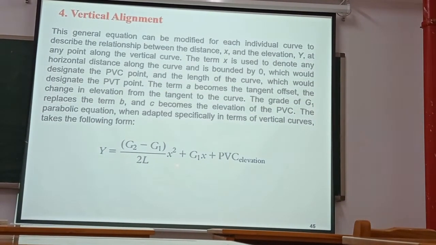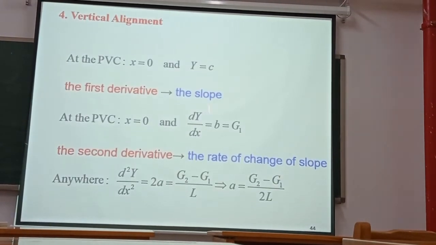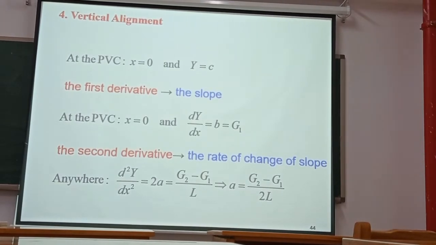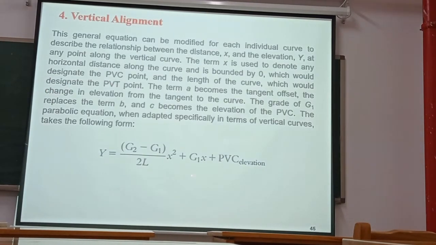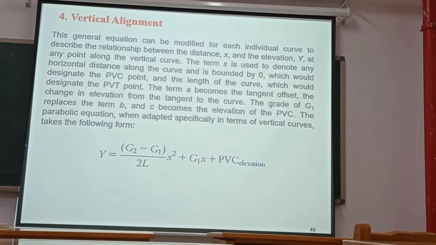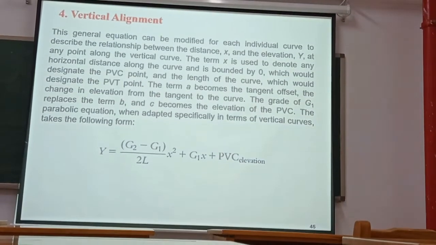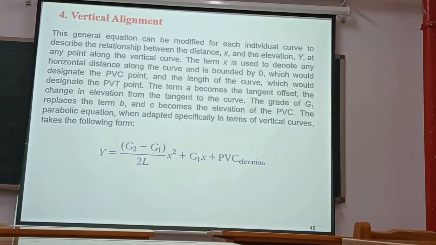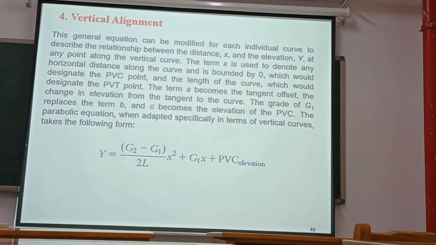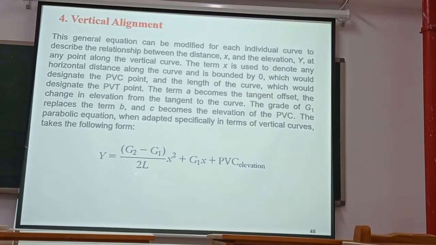Is that right? We can know that C, G2. Okay. A, B, C. We can get this in another form. This is A. This is B. This is C. A, B, C. So we can know from these formulas or equations easily.